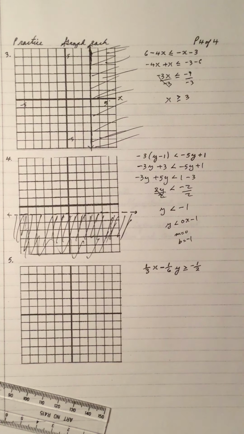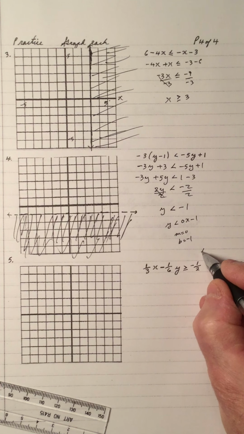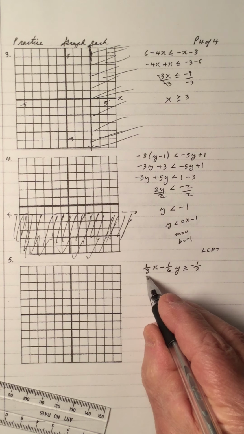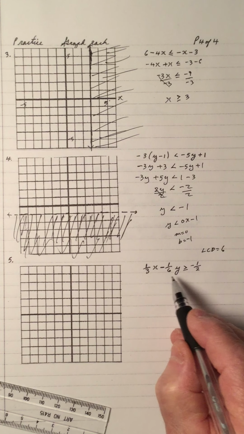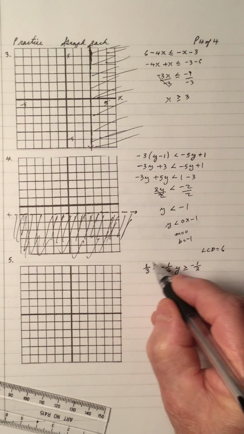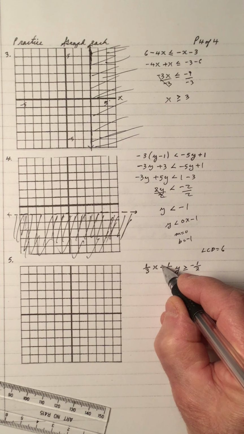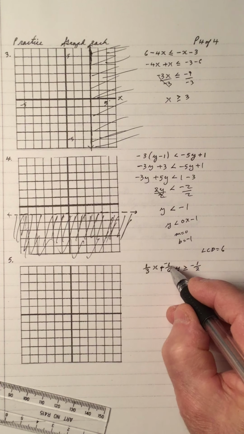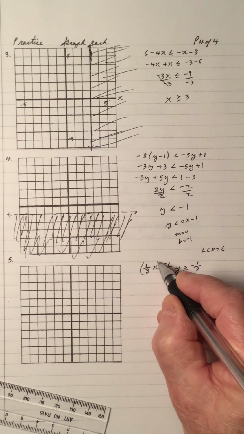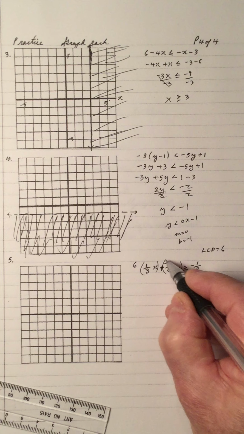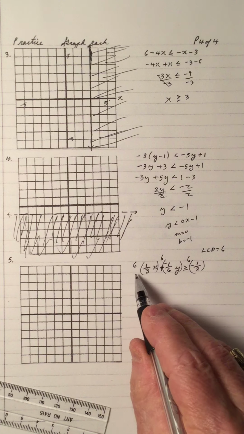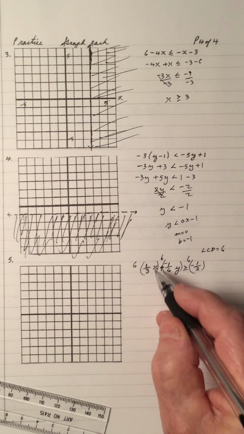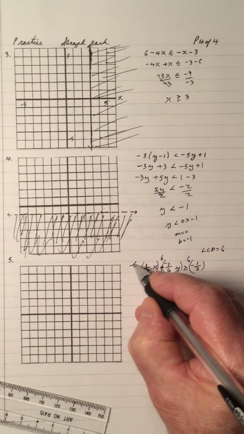Okay. And number 5, we have an inequality with fractions. So what I do is find the LCD. The LCD of these fractions, 3, 6, and 2, is 6. In other words, 3, 6, and 2 will divide into 6. So I'm going to multiply each part by 6. If you multiply both sides by 6, put the 6 in front of each one of these with brackets, and every denominator should cancel.